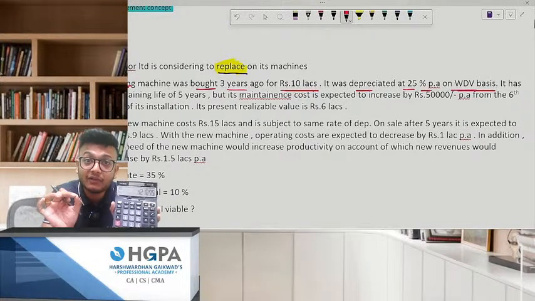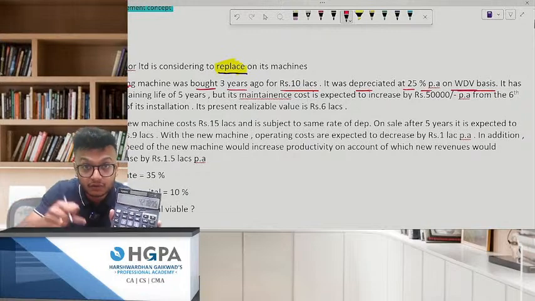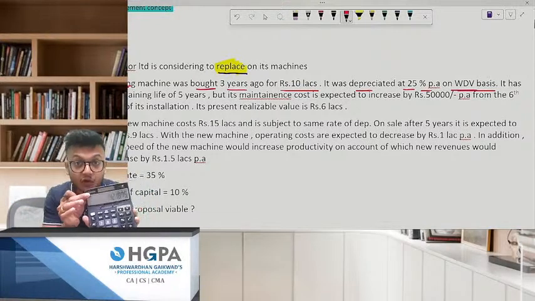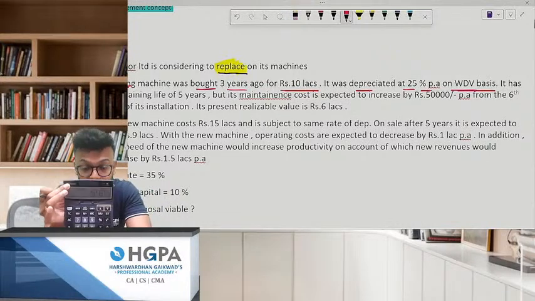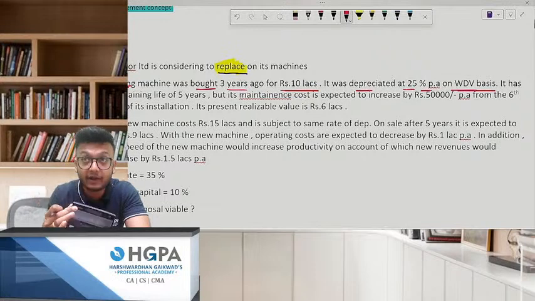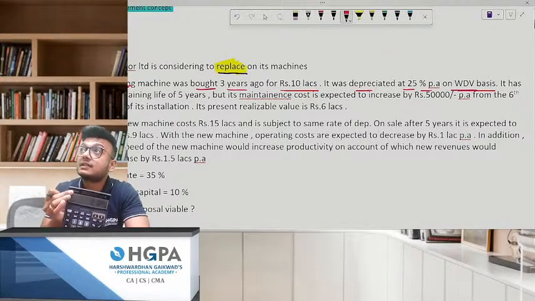4,21,875 is the WDV of that existing machine as of today. Let me know, have you got this figure? 4,21,875. Let me know this, then only I'll go ahead. Let me know whether you have got this.